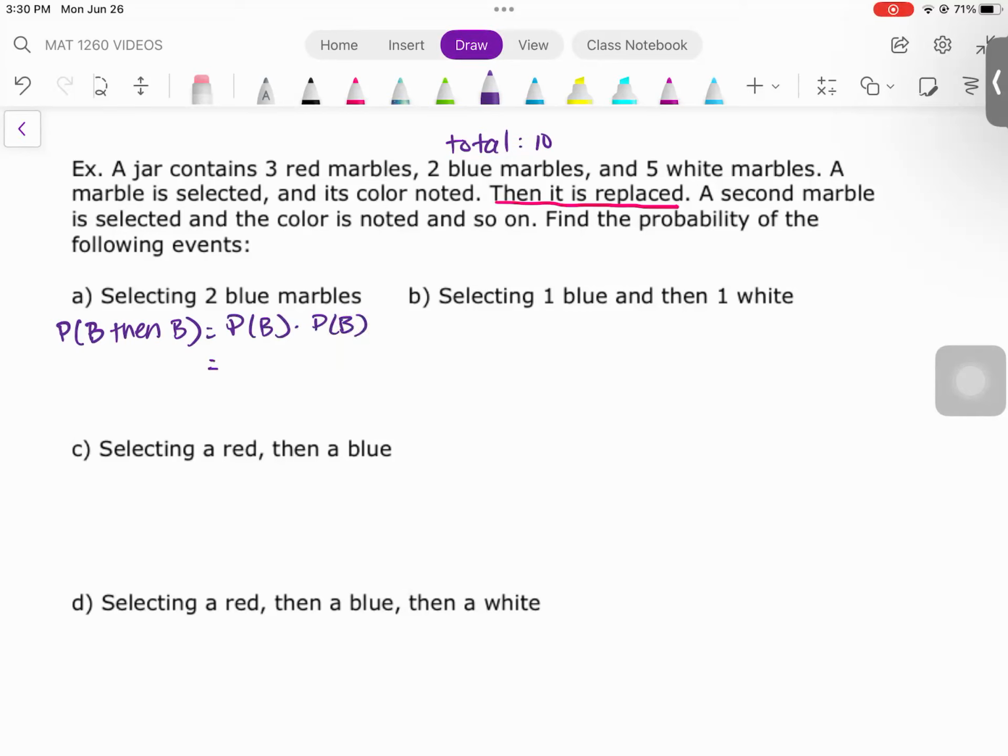So the probability that the first marble is blue, there are 2 blue marbles out of 10. The probability that the second marble is blue, since we've already replaced the first marble, the probability isn't going to change because we have the same jar of marbles that we started with. So that's still 2 out of 10. Multiplying across, we get 4/100, which would simplify to 1/25.